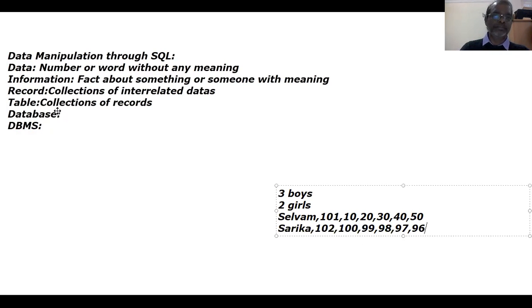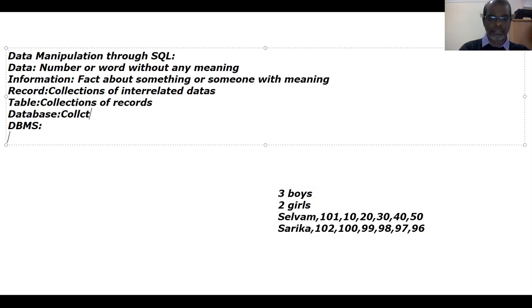So what about a database? Collections of tables. Here our class students table only is there. Assume these 5 students are studying in 10th A. Next classroom, 10th B, there may be 6 students studying. 10th C, there may be 10 students studying. So likewise, I'd like to create so many tables, one table for one classroom. That is why the database is a collection of tables. That's good. So what do you mean by DBMS?